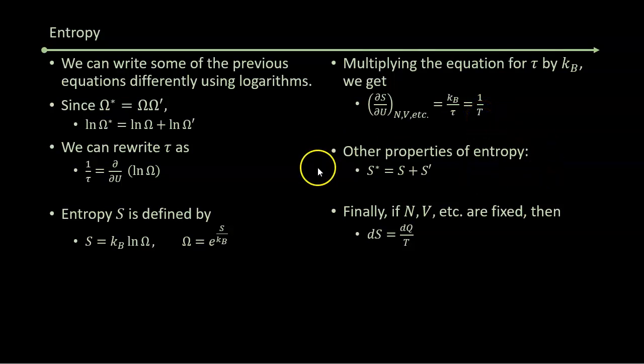Other properties of entropy: the microstates multiply, but because entropy is related to the log of the microstates, the entropies of the two sides sum. And finally, if the other variables are fixed, number of particles, volume, etc., then we can take this and call it a derivative, dS equals dQ over T, and not use the partial, because the only thing that's changing is the heat. So dS equals dQ over T.